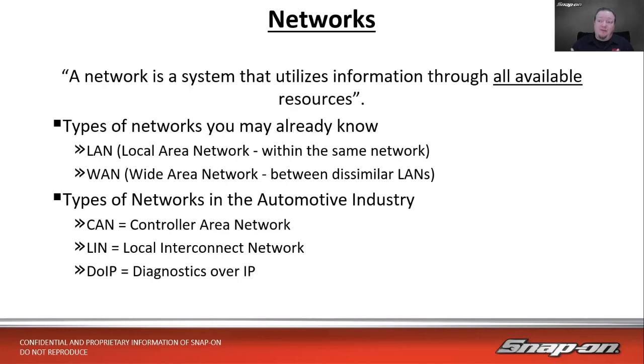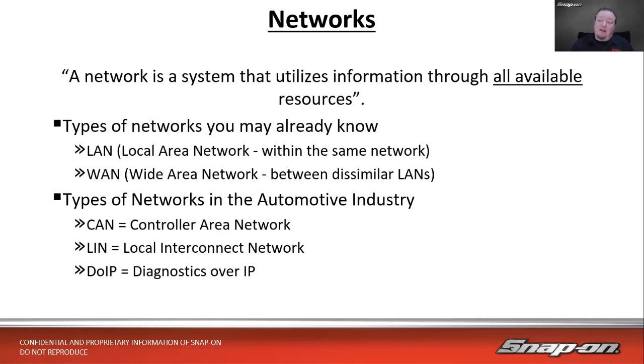Now, there are a few types of networks that you may already be aware of that you probably use day in and day out. The first one is LAN, a local area network. That would be like your network in your shop, your Wi-Fi, as it were. And then there's WAN, which is wide area network. That's multiple LANs connected to each other, and that's just a really fancy way of describing the internet.